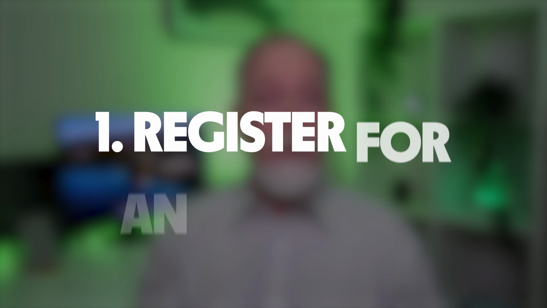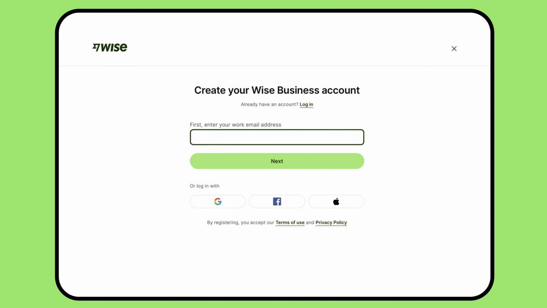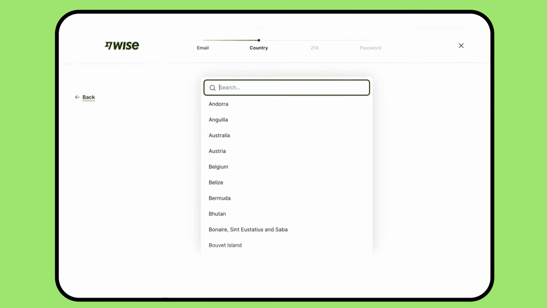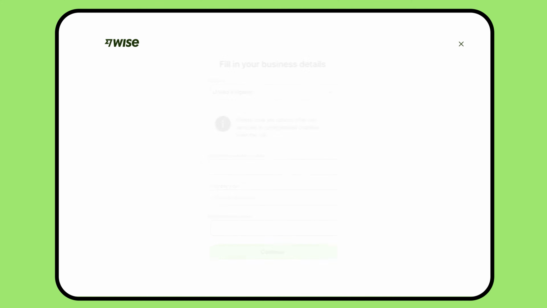Here's what you'll find once you start the sign-up process. First, register for an account. Head over to the sign-up page. Second, enter details about your business. Share your business details like where you're located, the industry you're in, your business registration, its name, country of residence for all stakeholders, and a document showing who owns or controls the company.